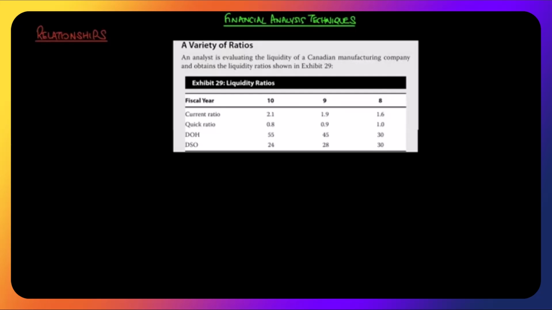An analyst is evaluating the liquidity of a Canadian manufacturing company and obtains the liquidity ratios shown in Exhibit 29. Time is going fiscal year 8, 9, 10, so time is going this way again. Current ratio 1.6, 1.9, 2.1. I would say here liquidity is improving. Hooray. Quick ratio 1 to 0.9 to 0.8. Liquidity is not improving. Contradictory messages from the current and the quick.